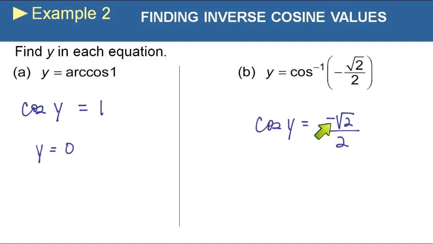And then, because this is negative, if our choices are quadrant 1 or quadrant 2, like they are for inverse cosine, if this is a negative cosine, you have to choose quadrant 2. So, you know the reference angle is 45. You know the angle is in quadrant 2. So that leaves 135 degrees for y. Or, of course, in radians, this would be 3 pi over 4.